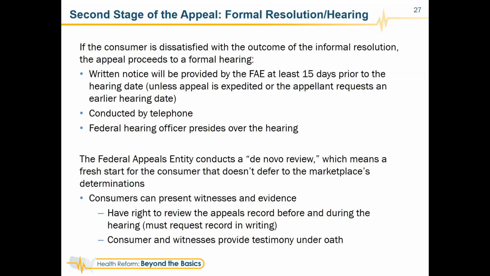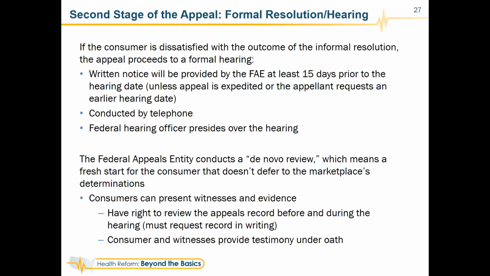These hearings are conducted by telephone. That was actually happening before COVID and will probably continue afterwards. Some of it's just a geographic issue of the number of appeals across the country and the number of people who are able to hear these appeals. In this case, for the second stage, it's a federal hearing officer, someone who's actually employed by the Department of Health and Human Services, who's presiding over the hearing.